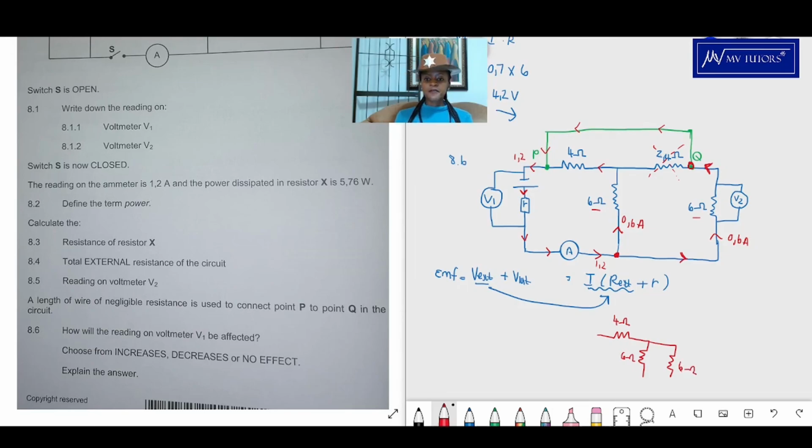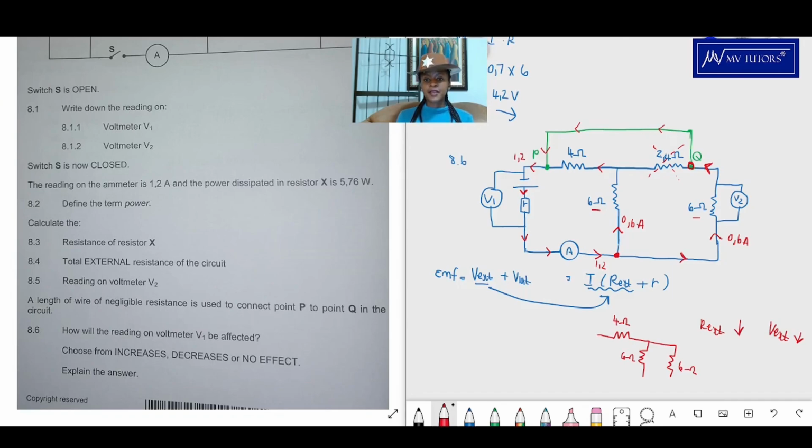If you were to get R external, you have removed one of them, guys. Your external resistance is going to decrease because you've removed the 2,4. It's not going to be 8,4 anymore on this side. It's just going to be 6. So by effectively reducing the external resistance, you are going to reduce the external voltage. Therefore, you are going to reduce V1.